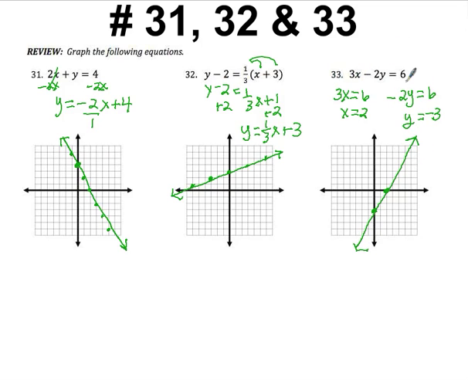Okay, you could also solve this for y equals, and if you do that, you'll get y equals, let's see here, positive 3 halves x minus 3. And let's make sure that matches this line here. So it's a negative 3 y-intercept, up 3 over 2, up 3 over 2. Yes, that'll match. So it's a positive slope, positive line. That's your review. You should know how to do every one of these by the time you walk into class on Tuesday.